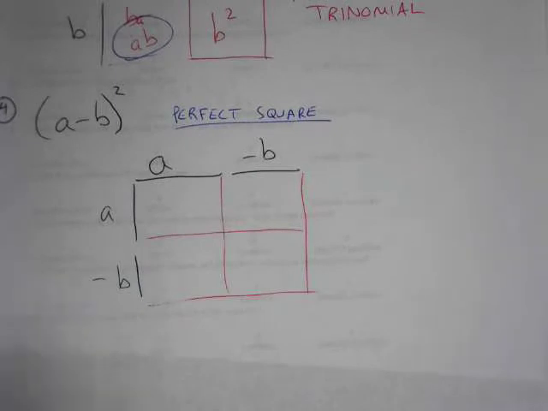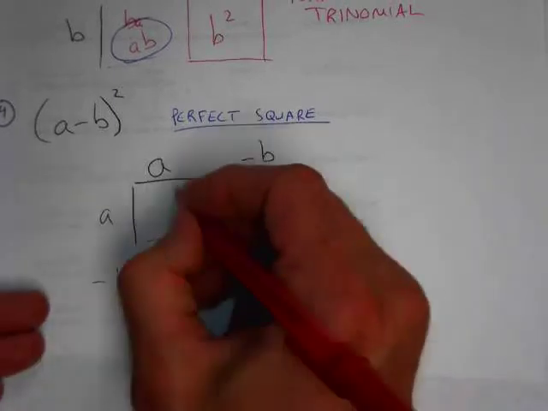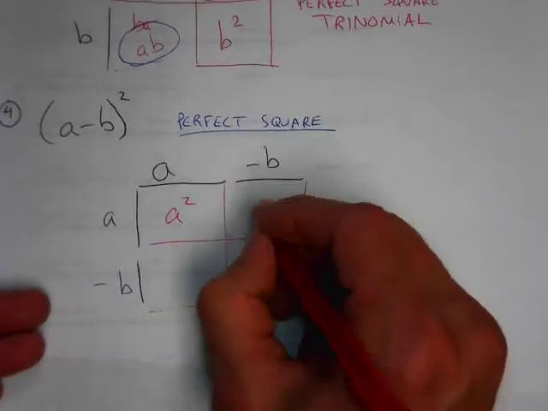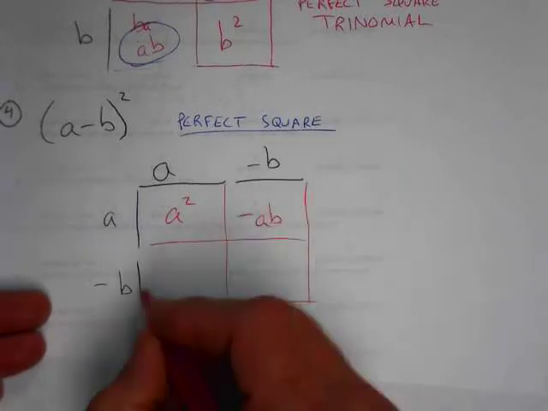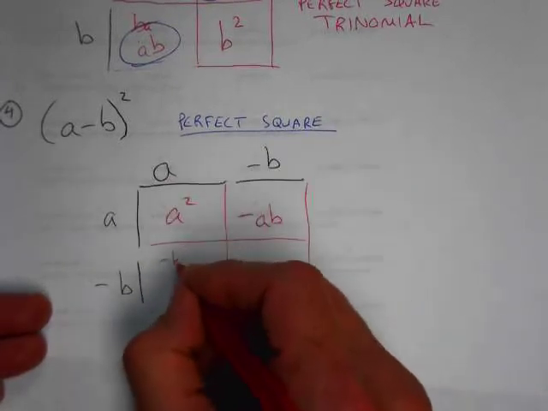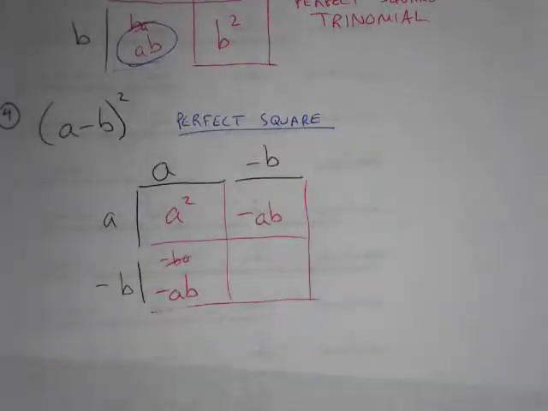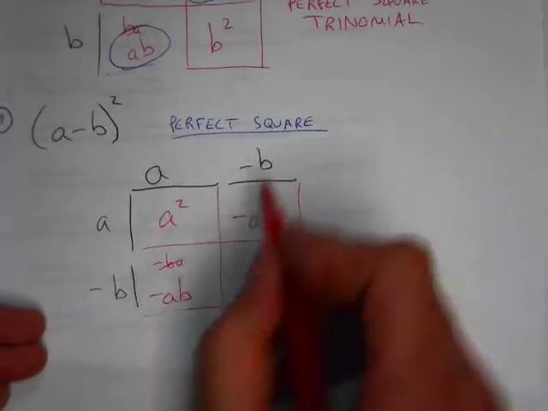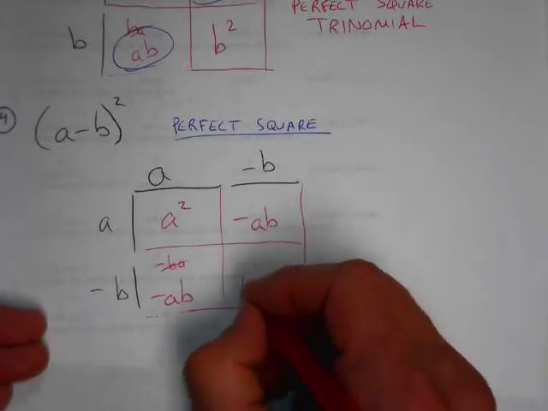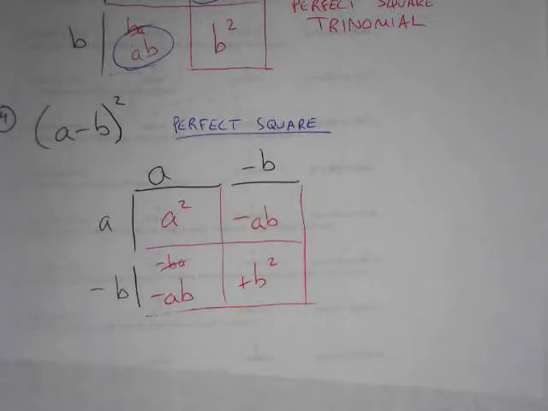Okay, so what will happen? What impact does that sign have, right? So we have a times a, which is a squared. A times minus b is minus ab. And negative b times a, again, folks, don't do that. Stay alphabetic. We're going to call that minus ab. Okay, stay alphabetic. And then we have minus b times minus b. Negative times a negative is a positive, right, plus b squared.